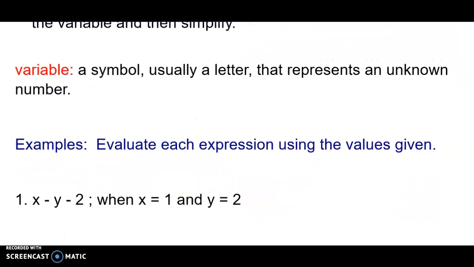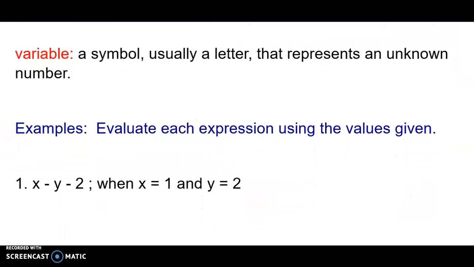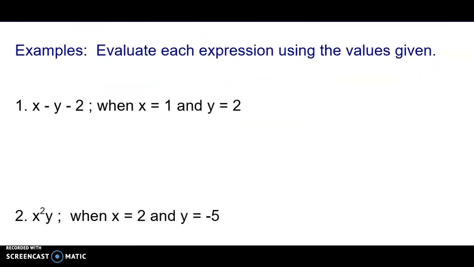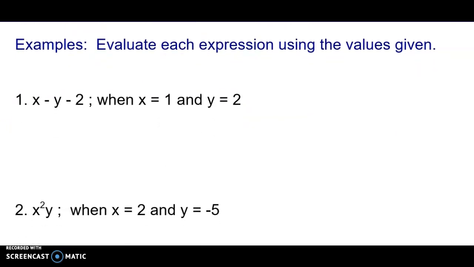All right, so next, the next vocabulary word is variable. Variable is a symbol, usually a letter, that represents an unknown number. So it's a number that we don't know, but we're going to try to figure out what it is. Okay, it's an unknown number. So let's go ahead and take a look at a couple of examples. We're going to evaluate each expression using the values given.